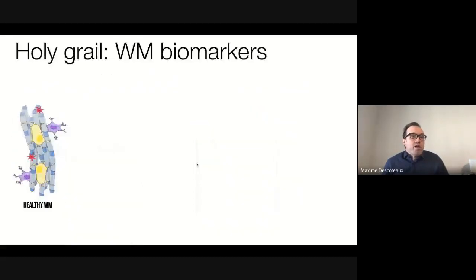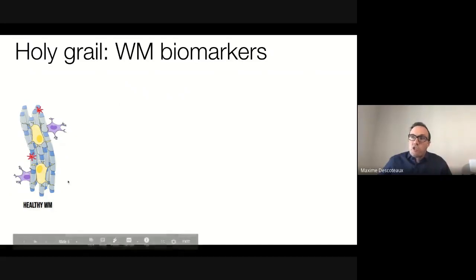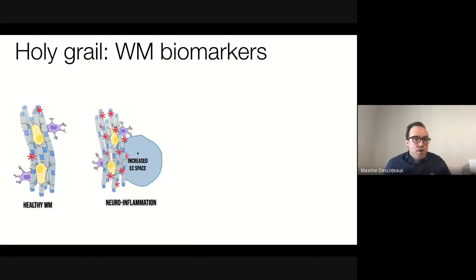The holy grail of white matter imaging would be to come up with biomarkers. If I take this little drawing and extract just the healthy white matter part of the previous slide, the holy grail would be to find markers that are sensitive to pathology, like neuroinflammation, where you can see here an increase in microglia activity and an increase in extracellular space. So for today, this is our view of white matter neuroinflammation.